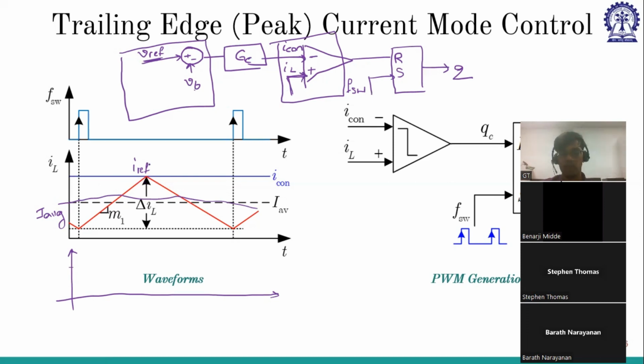Same with the valley current mode control. In the case of average current mode control, then only you will generate the error, and then another control element will be there. Okay, fine. So now whenever this touches, we'll get a reset pulse. So this is the reset pulse.